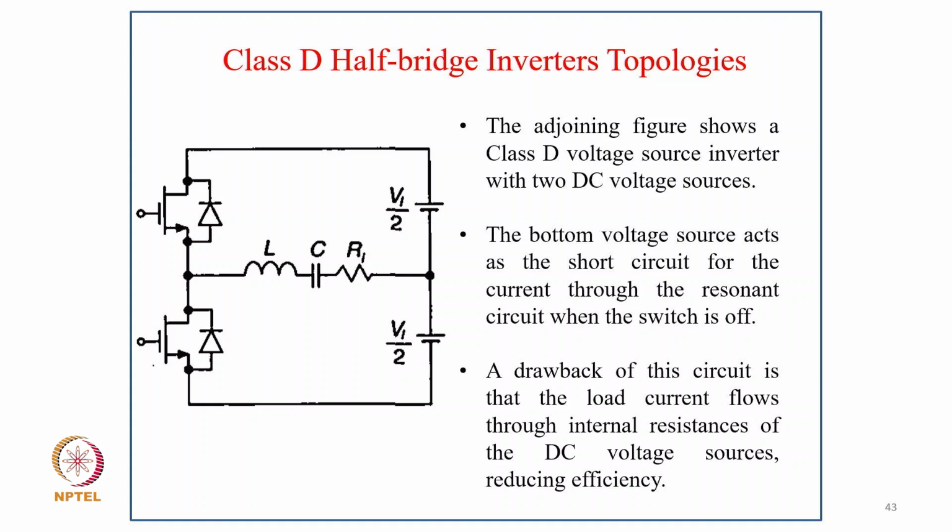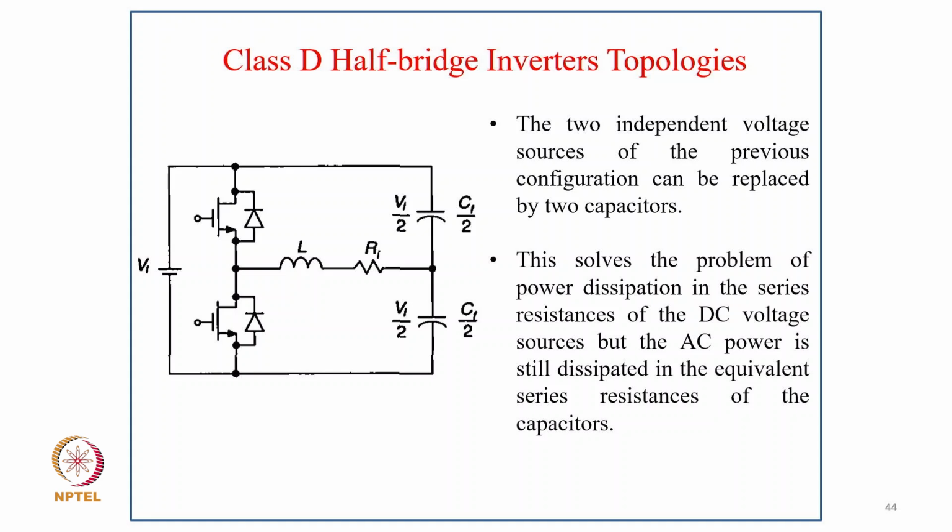The adjoining figure shows a class D voltage source inverter with two DC voltage sources, and the bottom voltage source acts as a short circuit for the current through the regenerator circuit when the switch is off. A drawback of this circuit is that the load current flows through the internal resistance of the DC voltage sources, reducing efficiency. And it's the class D half bridge topology with typically your L and R. So the two independent voltage sources of the previous configuration can be replaced by two capacitors, and this solves the problem of power dissipation in the series resistance of the DC voltage sources, but the AC power is still dissipated in the equivalent series resistance of the capacitor.